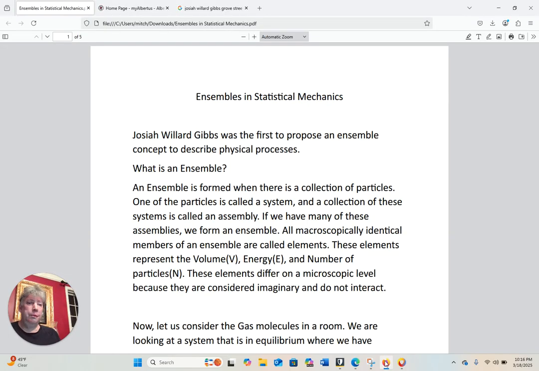So basically what we're going to be talking about today is ensembles and statistical mechanics. And we're working on a specific one, which is the microcanonical ensemble. Now, a person that comes to mind here that is given credit for first coining and defining the word ensemble is Josiah Willard Gibbs.